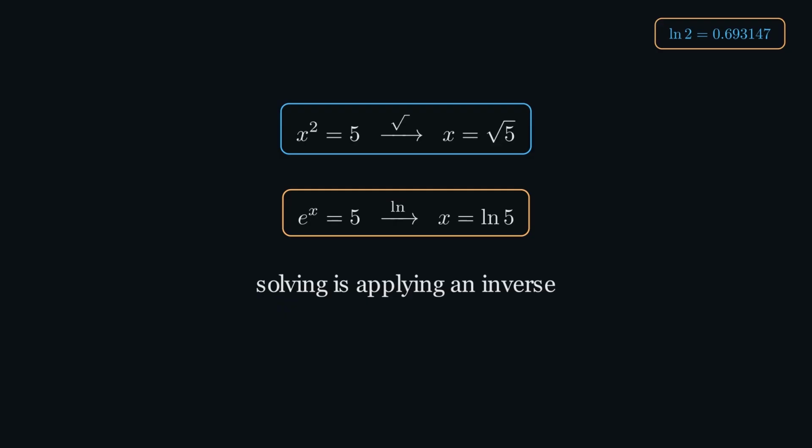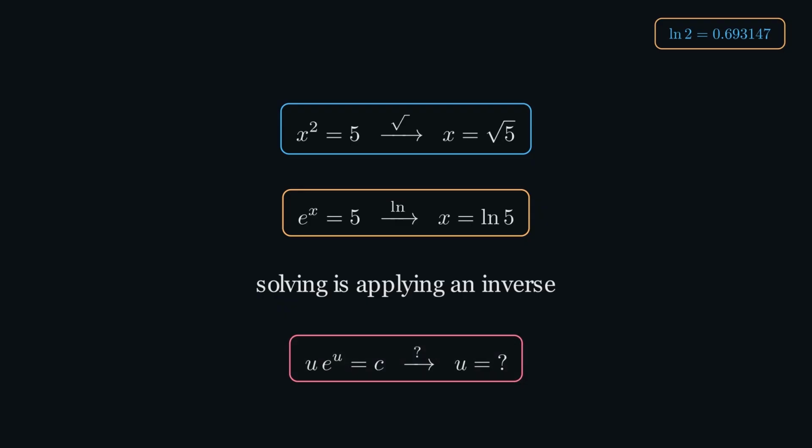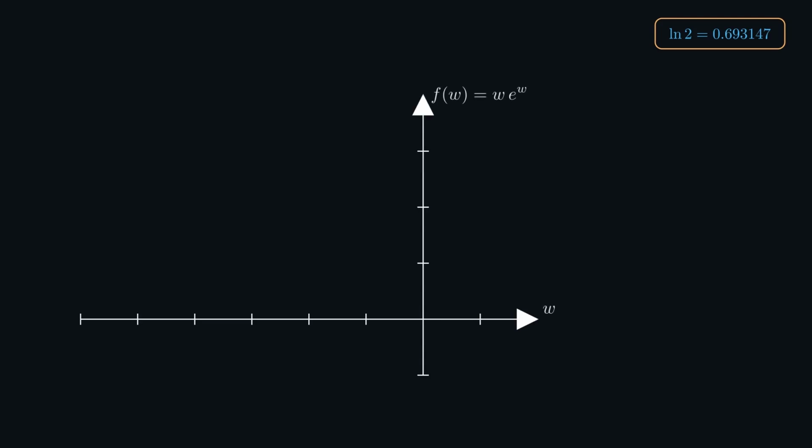My equation says u times e to the u equals some number. The thing being done to u is the operation. Take a number, multiply it by e raised to itself. If I understood that operation completely, its inverse would hand me u on a plate. So let's interrogate the function f of w equals w times e to the w.